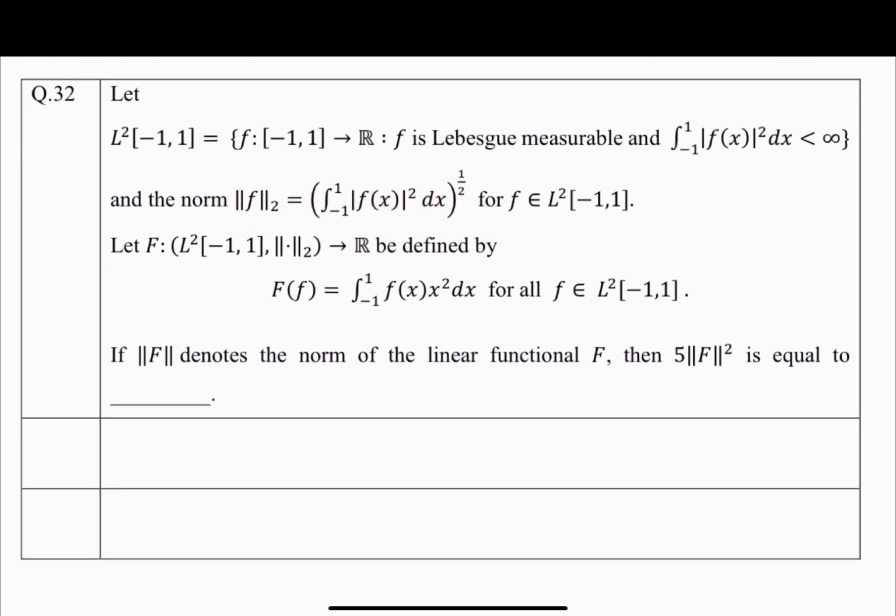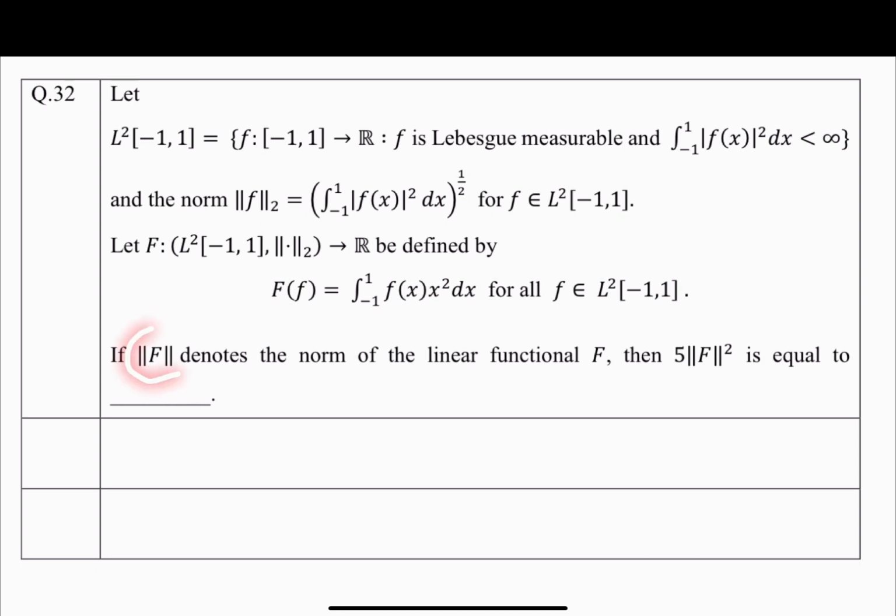Now let's define the linear functional on this space. So this is basically the Hilbert space. It will be a complete normed linear space. So then define the linear functional on this Banach space or Hilbert space by f of some f. It will be given by my integral of f times x squared dx from minus 1 to 1, for all f in L2 of minus 1, 1.